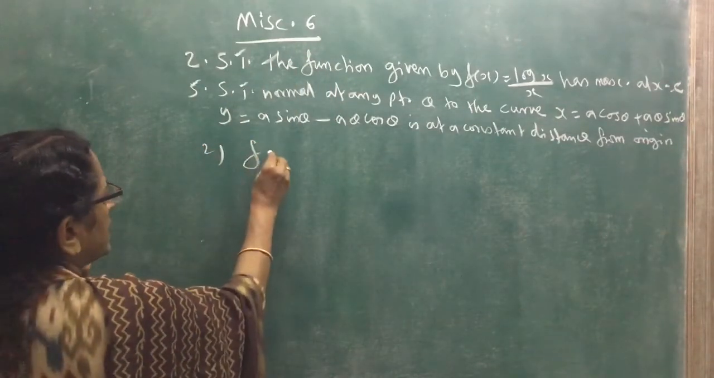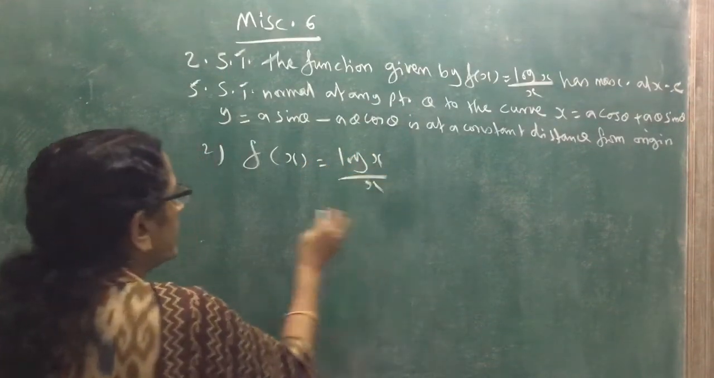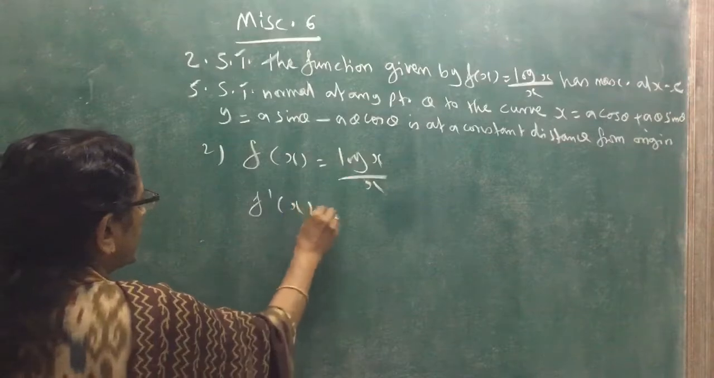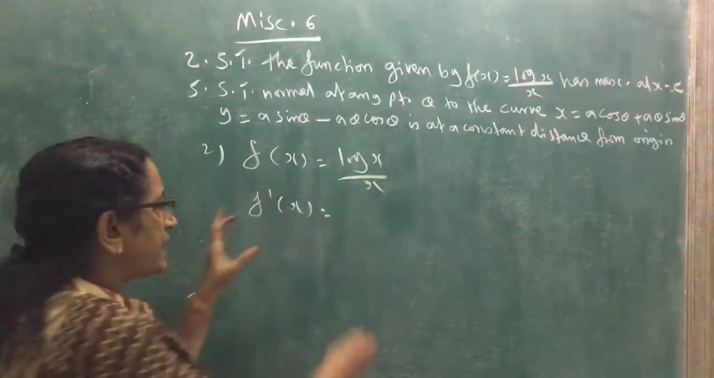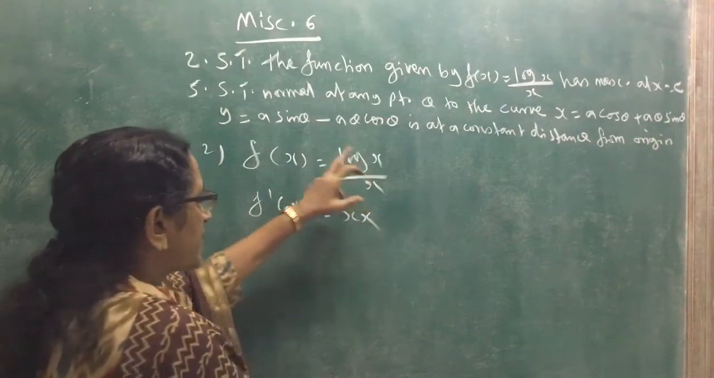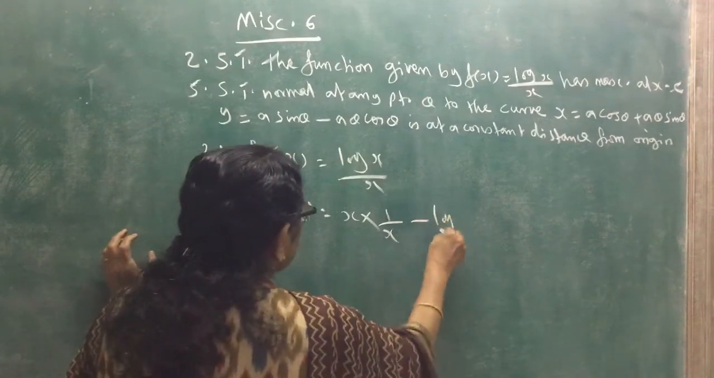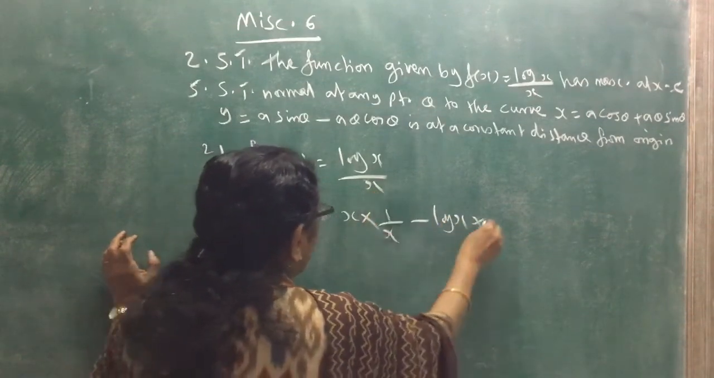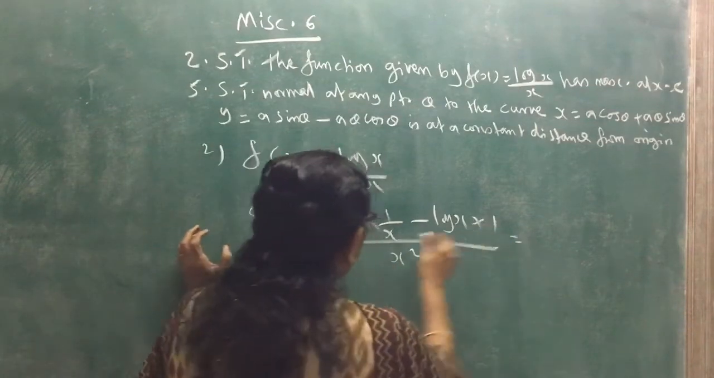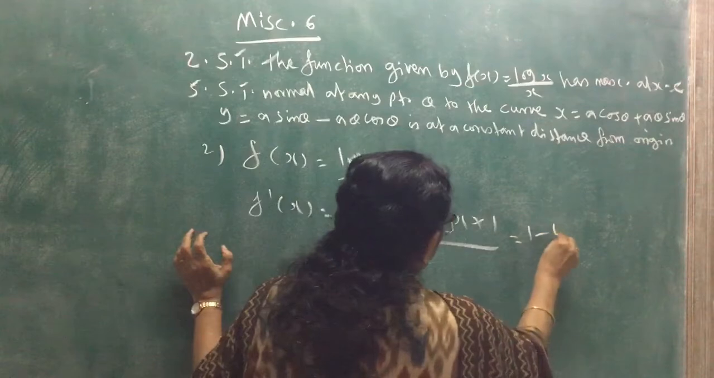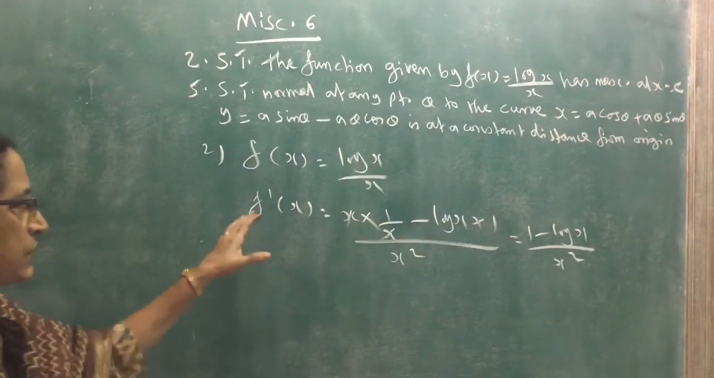So f of x equal to log x divided by x. Then f dash x equal to, we can find the derivative, applying the quotient rule: denominator x into derivative of numerator, that is derivative of log x, 1 by x, minus log x into derivative of denominator, 1, whole divided by denominator square. That is equal to, cancelling this, we get 1 minus log x divided by x square. So that is the derivative f dash x.